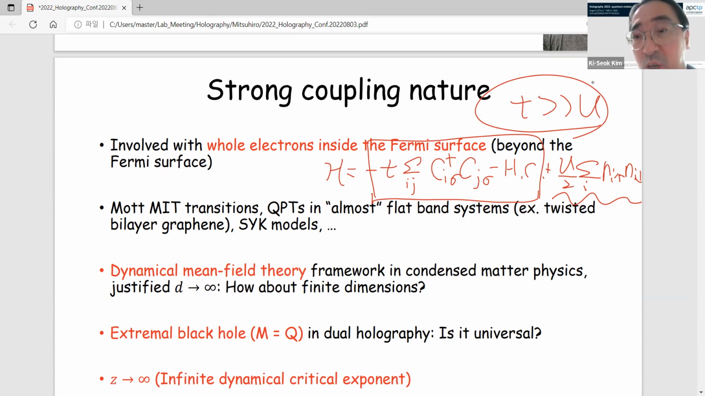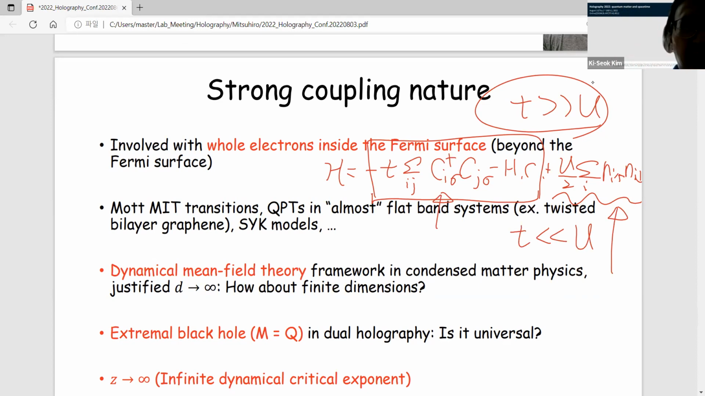However, if we consider the opposite limit, you consider this term as a UV fixed point, and then deal with this term as a perturbation. So this intuition leads us to introduce a new expansion parameter, the so-called dimension. I will talk about this more.